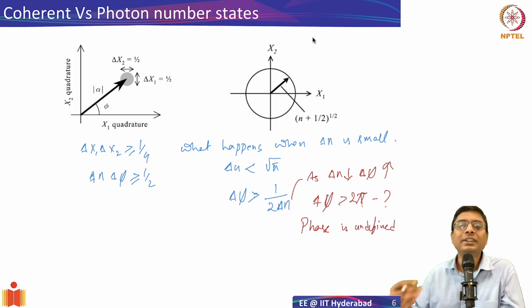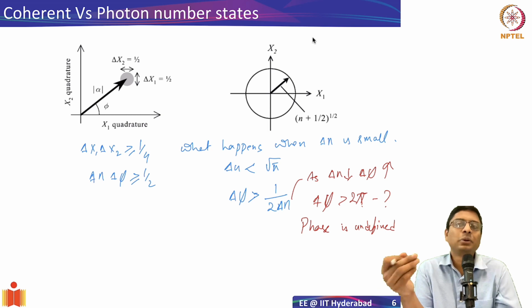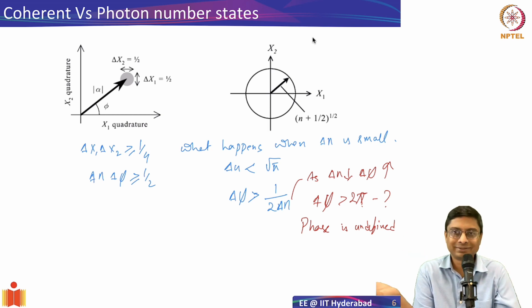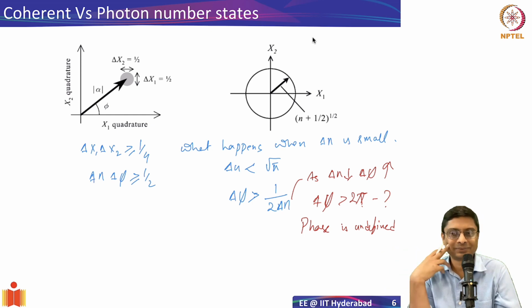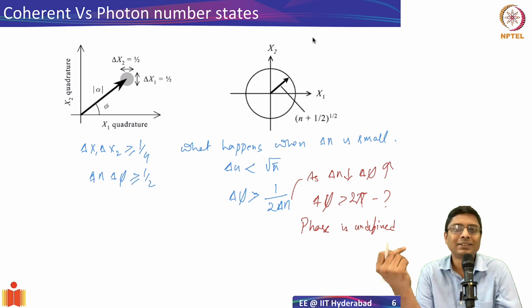Because your uncertainty in phase itself is 2 pi. And we know that phase always goes from 0 to 2 pi. If you cross 2 pi, again it circles back. You kind of wrap it back into the 0 to 2 pi range. Now if your delta phi itself is large, that means your uncertainty in phase is so large that you can't define a phase. Now an extreme example of that is what is known as a photon number state.